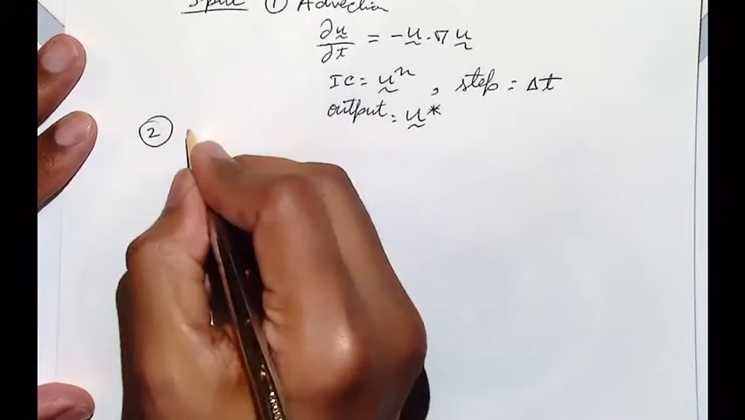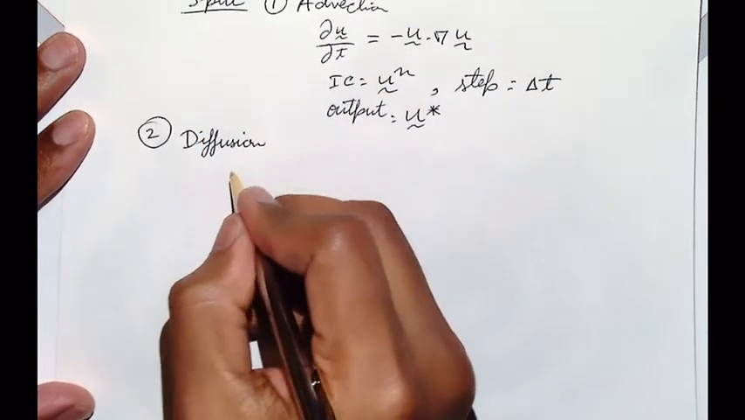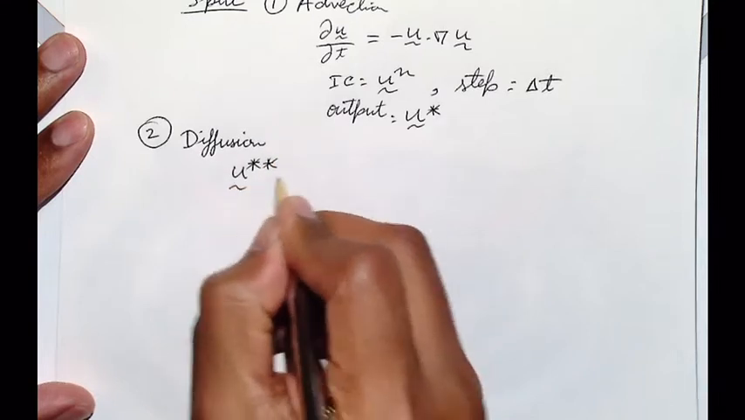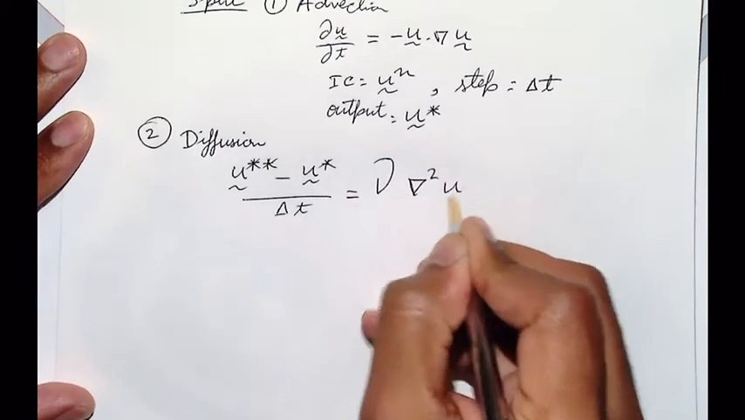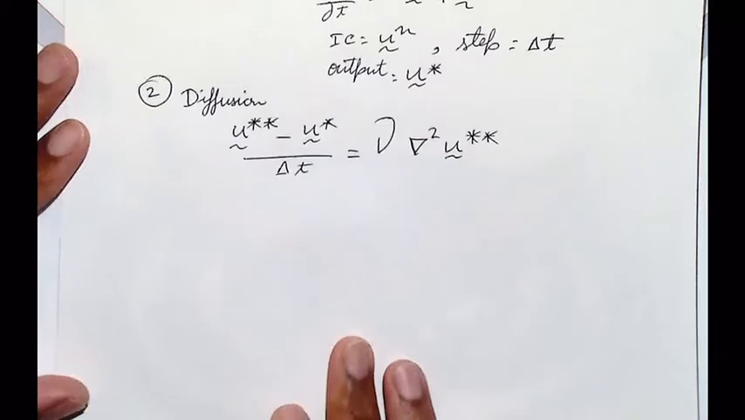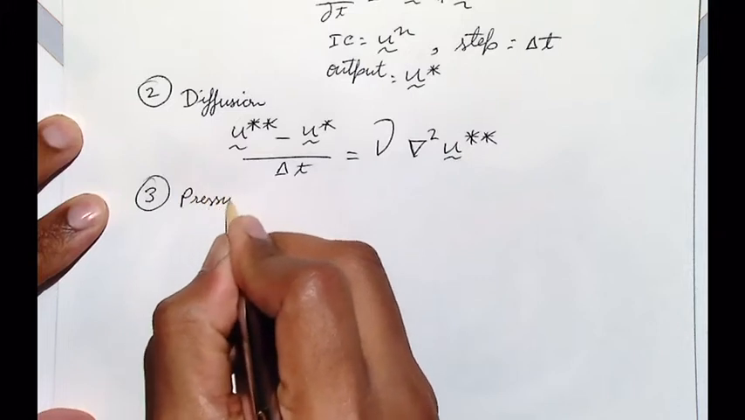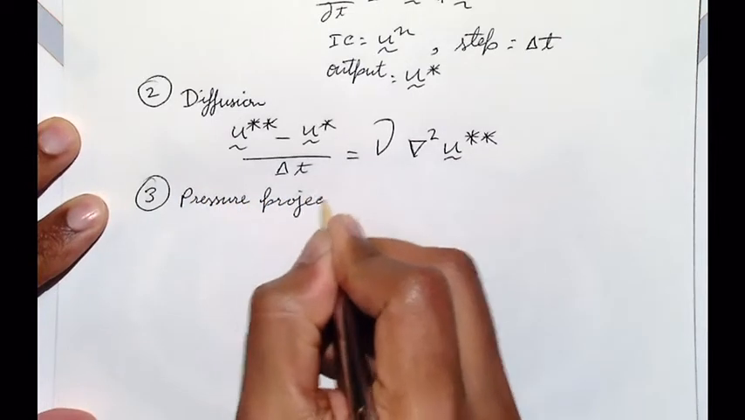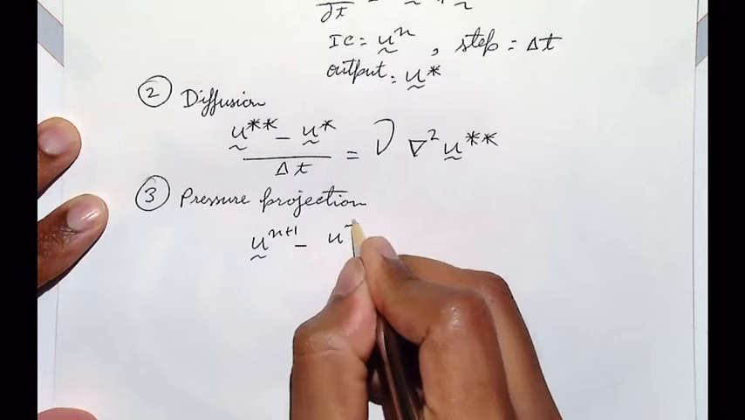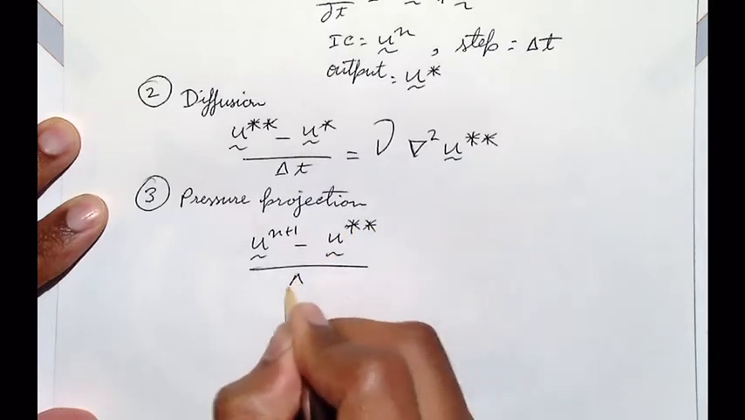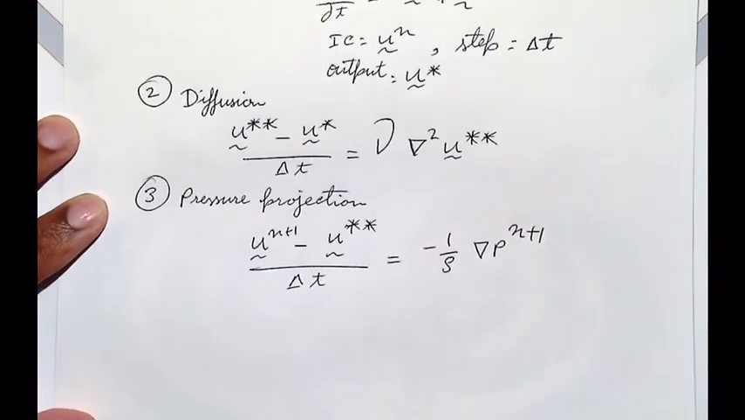And the next step might be you say, okay, I will do diffusion, which means, let me quickly do it. Let's see, so it's u star star minus u star over delta t equals nu nabla squared u star star. Okay, and the final step is always pressure projection, where we say u final n plus 1 minus this intermediate velocity is the pressure term, but at n plus 1, okay?